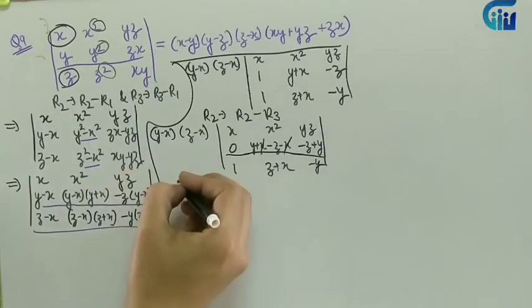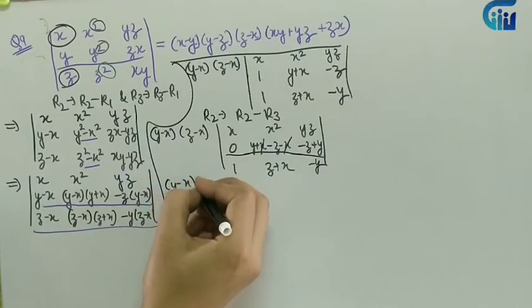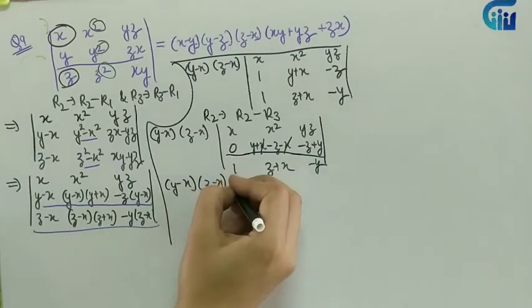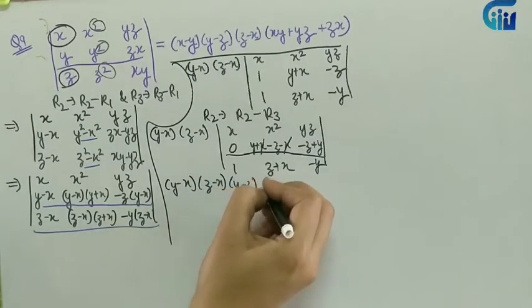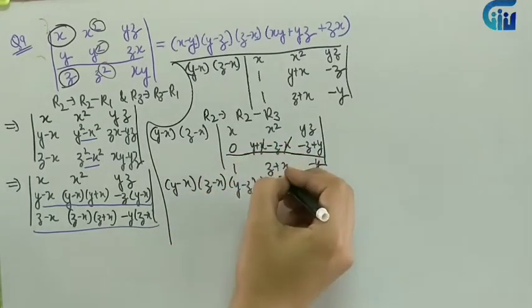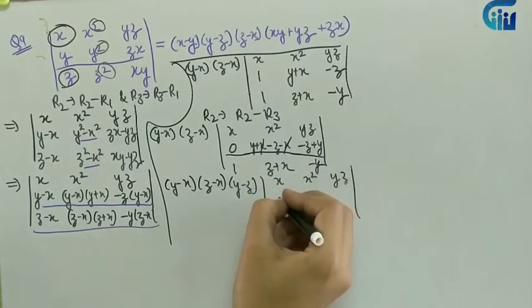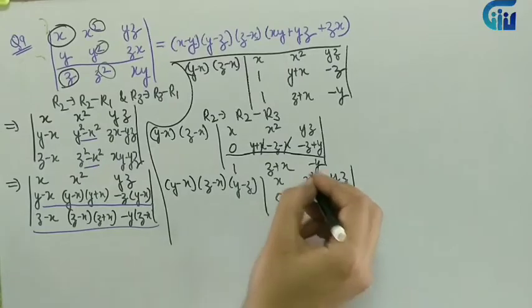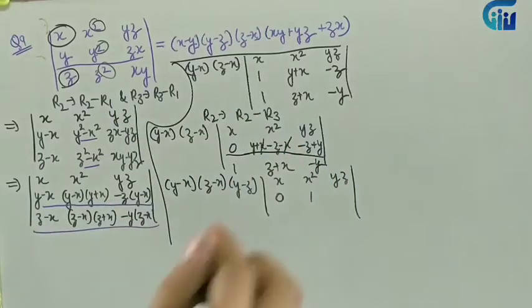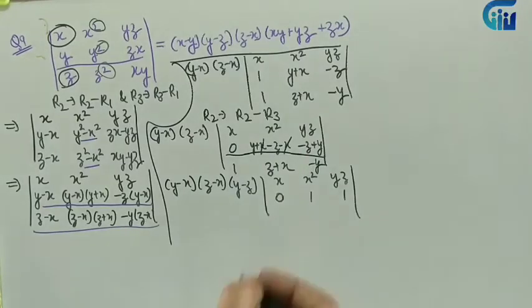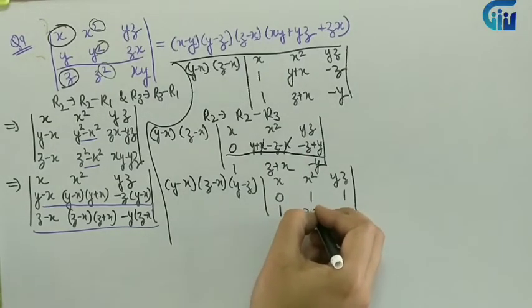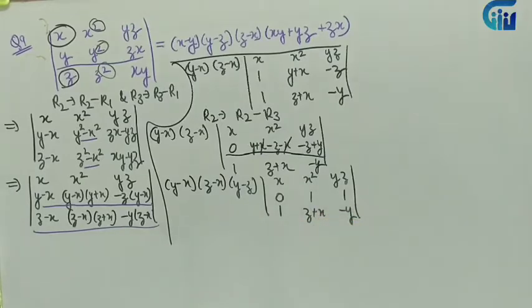So I'll write y minus x, z minus x. I'll write y minus z common from R2. So let's see what we are getting. R1 as it is. For R2, this will be 1 over here since I have taken y minus z common. Y minus z common. So again it will be 1. And the last row element will be like this.